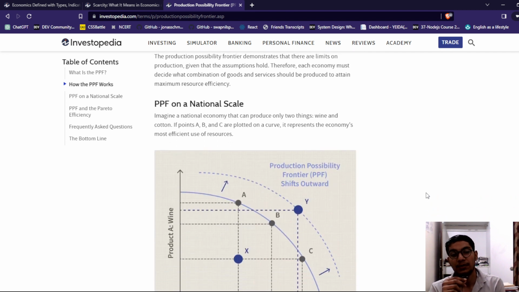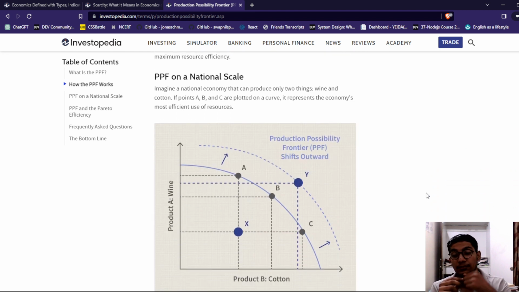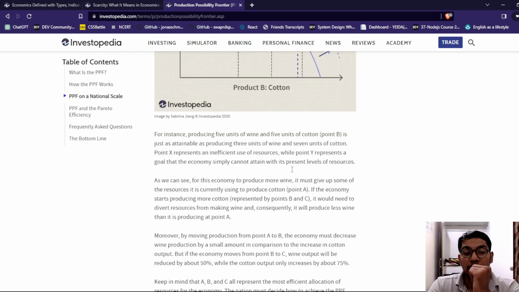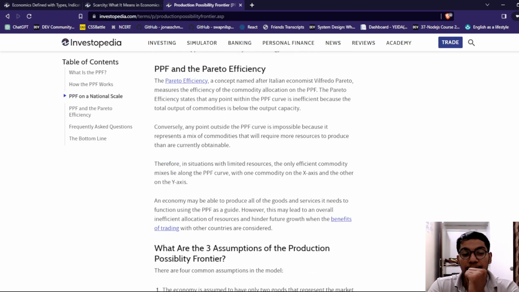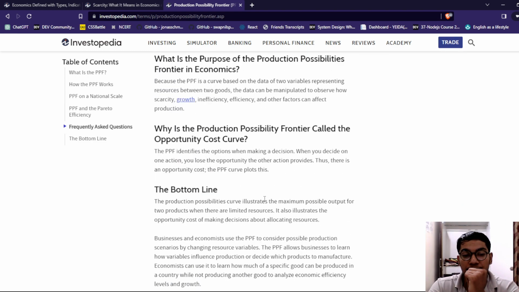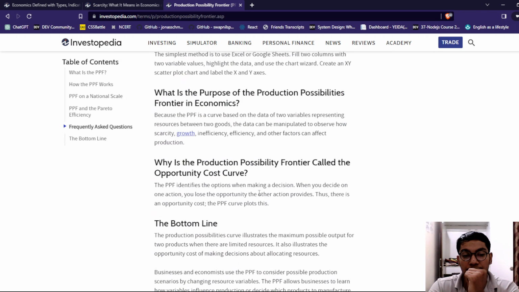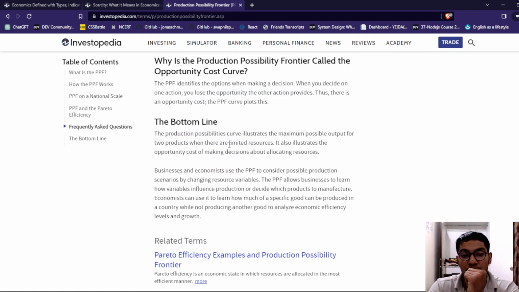Do you get it? The PPF can also be applied on a national scale. The production possibility frontier calculates the maximum possible output of two products when there are limited resources. It illustrates the opportunity cost of making a decision.